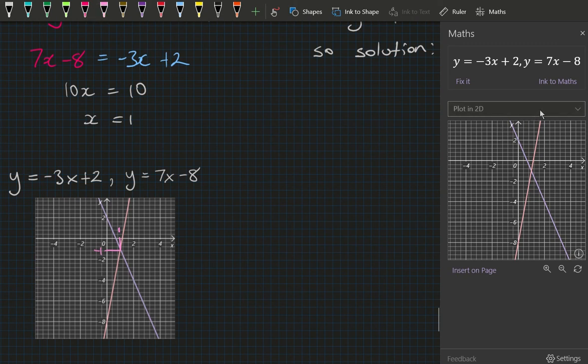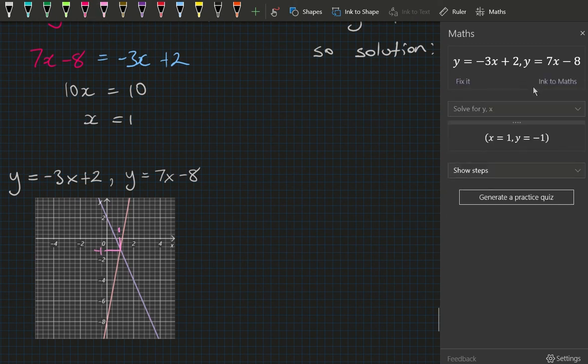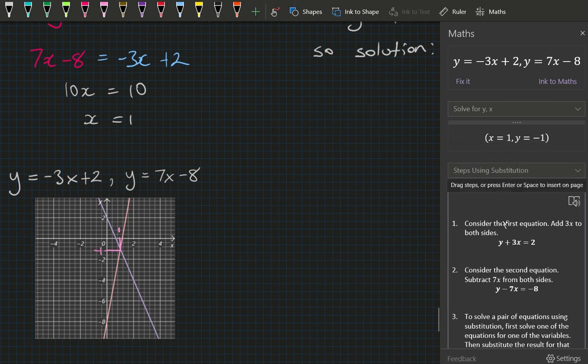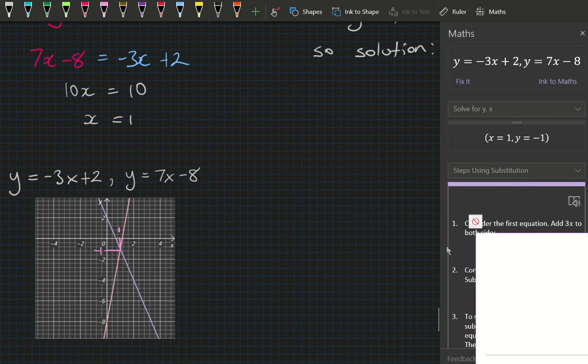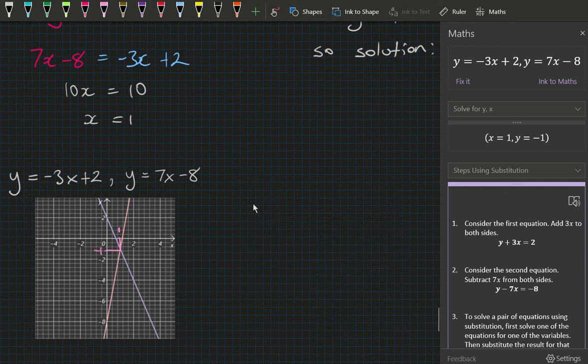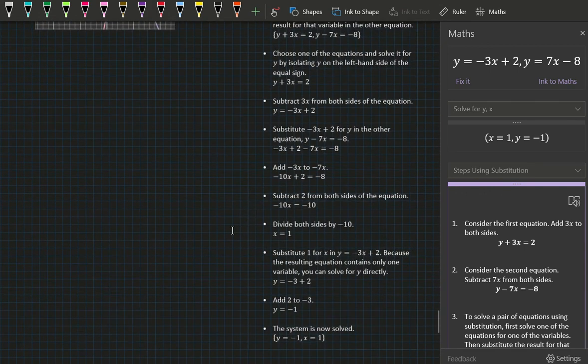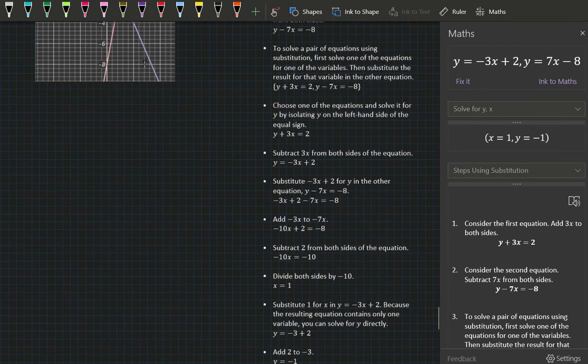But if you want to go one step further, you can choose this solve for y and x. And when you choose show steps, you can choose between elimination or substitution, which is a method we've learnt today. If you click that book and speaker icon, it'll read it out to you, or you can drag it onto the page. And there you go, there's all the solutions. And at the bottom you can see y equals minus 1 and x equals 1. So we have confirmation, the computer agrees with us.